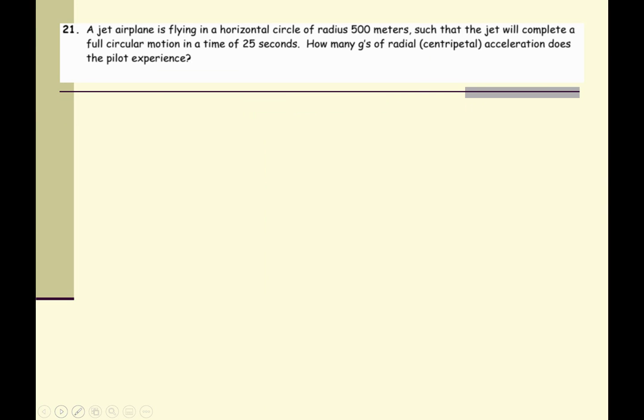So, our very first circular motion question. A jet airplane is flying in a horizontal circle with a radius of 500 meters. So, we have a radius of 500 meters such that the jet will complete a full circular motion in a time of 25 seconds. Okay, so that's going to be our time. How many G's? So 1 G is equal to 9.8 meters per second squared. Of radial centripetal acceleration does the pilot experience?